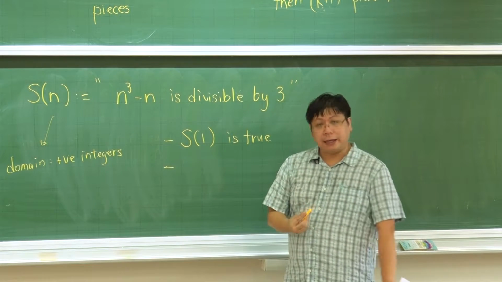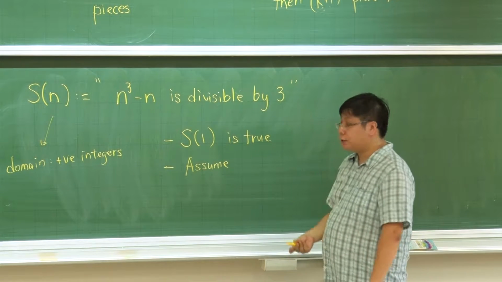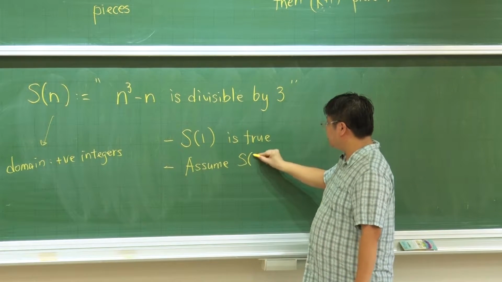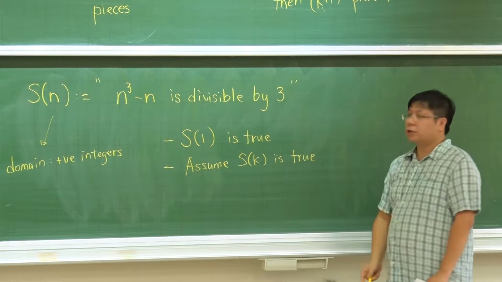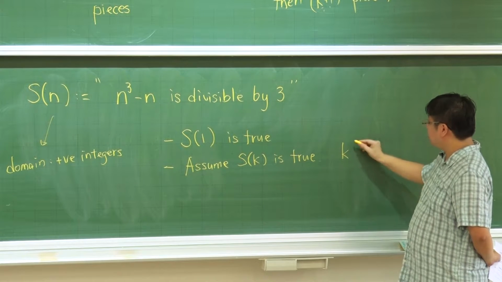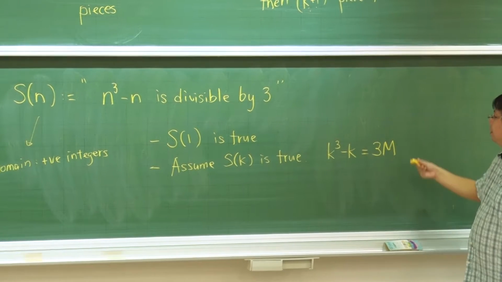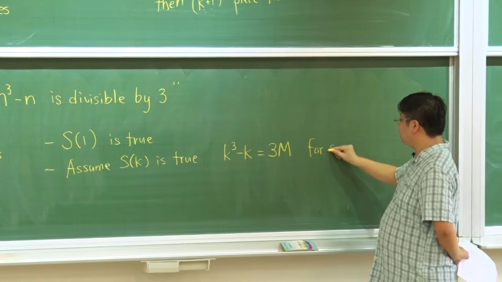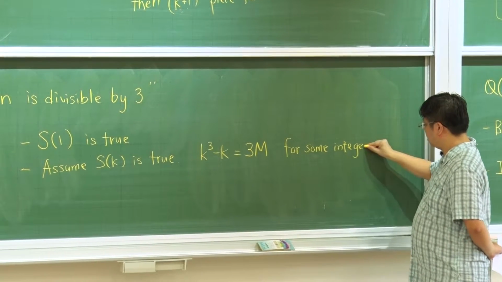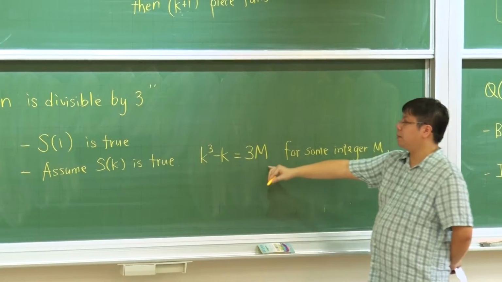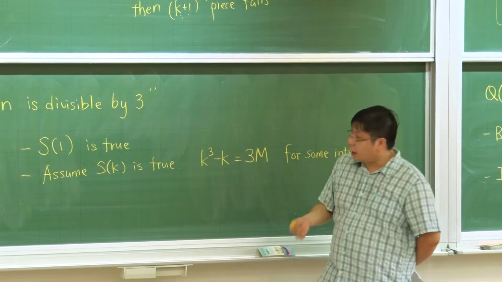And then for the inductive case, we will assume that Sk is true. Sk is true means that k to the power 3 minus k is equal to 3 times some m, for some integer m. So this is meant by k cubed minus k is divisible by 3. Is that okay?